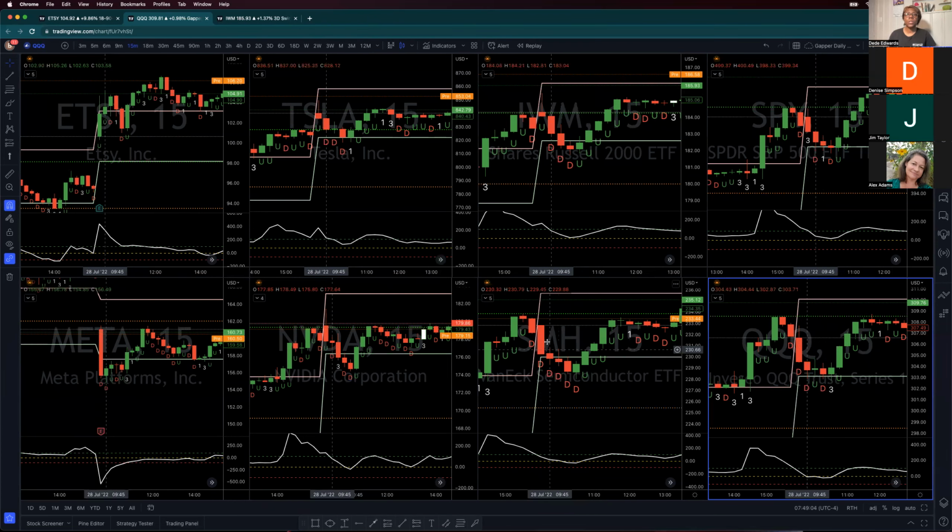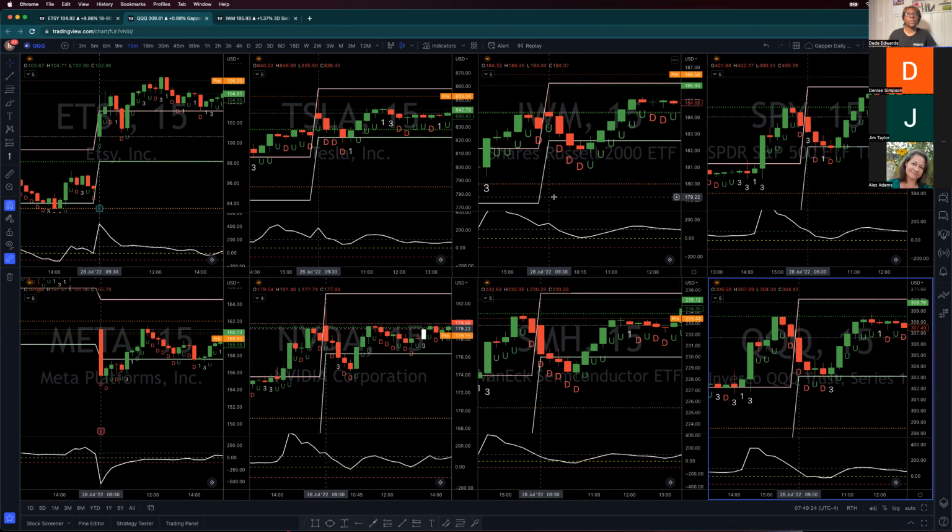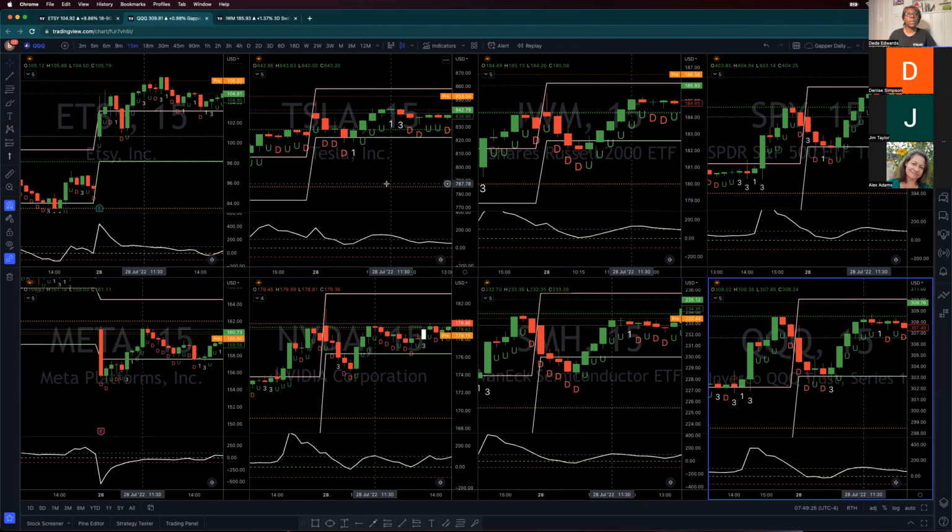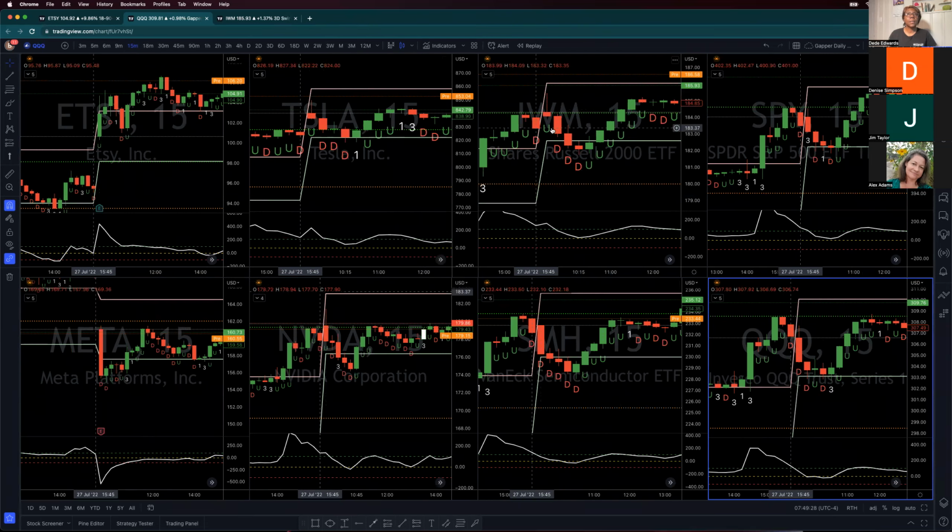2-2 continuation, 2-2 continuation. NVIDIA was a small signal, but looking at SMH, you can see it TTO'd, triangled you out if you had gotten on here, because it got that little doji, which is why I put the SMH on my charts. But here you see on IWM and Tesla, 2 up, 2 down, 2 up, 2 down. This is a 2 up, 2 down.